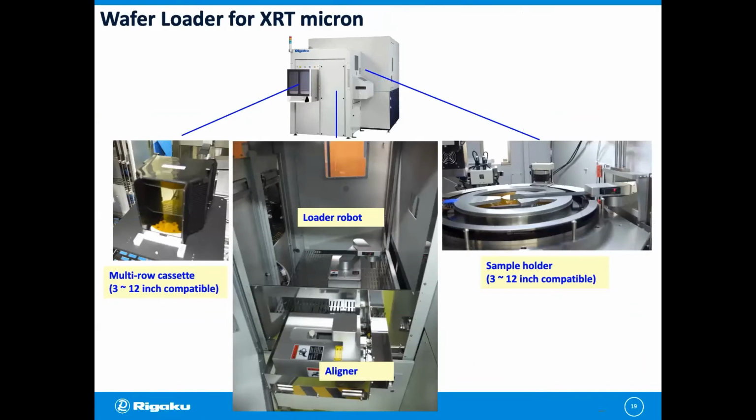XRTmicron can be used with an optional sample loader. This picture shows the inside of the sample loader. This is a multi-row cassette. It enables putting in 3 to 12-inch wafers. If we use XRTmicron with the wafer loader, XRTmicron can be used for quality control.